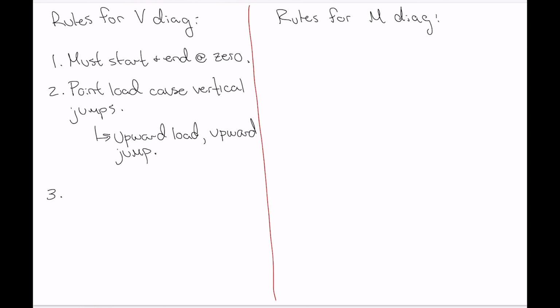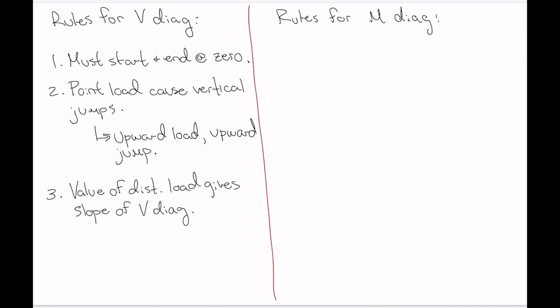Rule number 3 is that at any point along the length of the beam, the value of the distributed load gives you the slope of the shear diagram. Value of the distributed load gives slope of shear diagram.